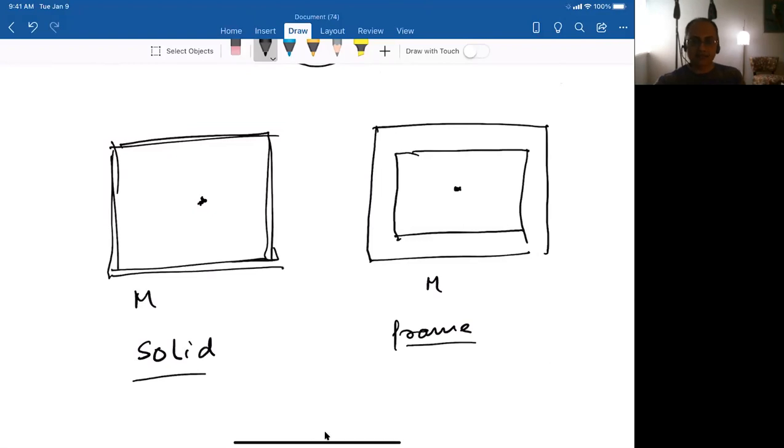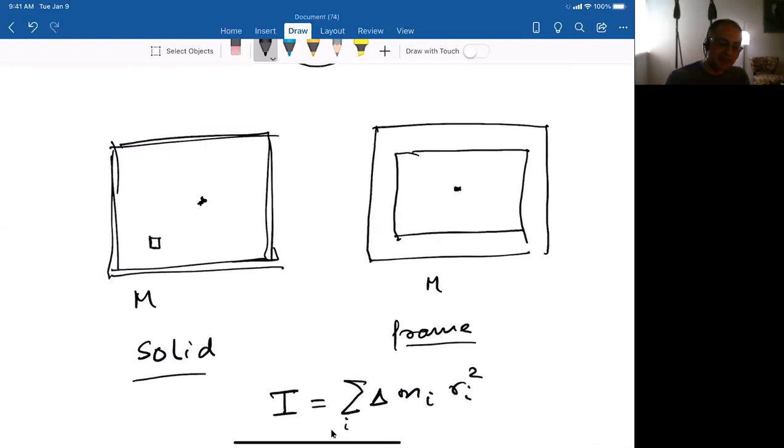The correct answer, very good. The correct answer is the frame. Why is that? Just think about the formula for moment of inertia. You can either think in terms of the sum or the integral, it doesn't matter. It's the sum of Δm_i r_i squared, summed over all i. Which means that you're breaking this up into tiny pieces, calculating the moment of inertia of each of these little segments, and then adding them all up to get the moment of inertia of the whole thing.